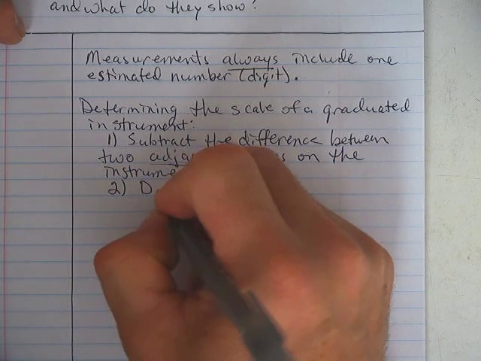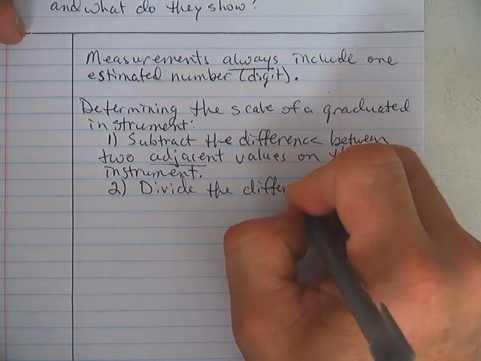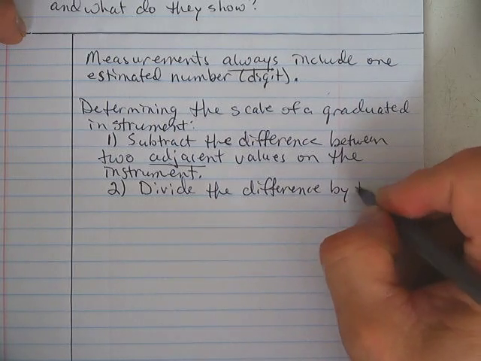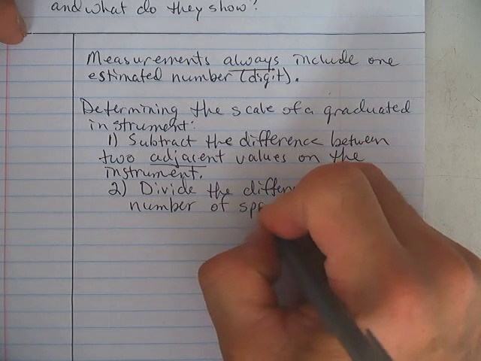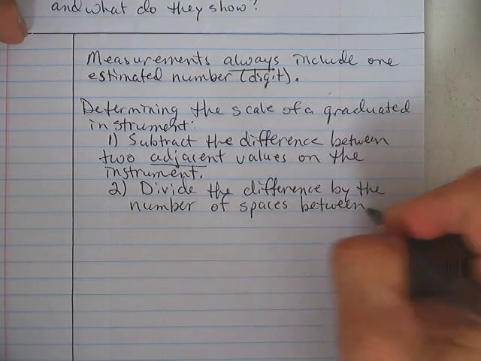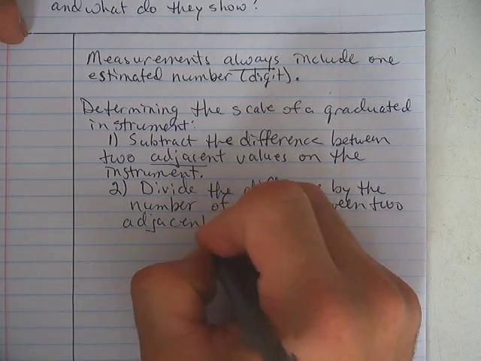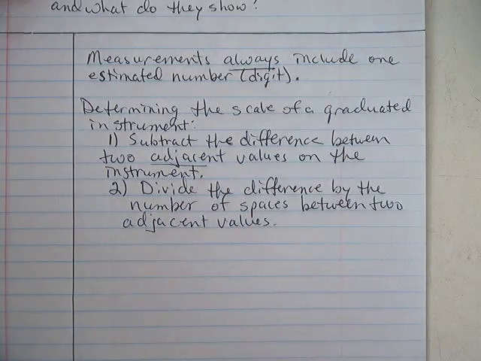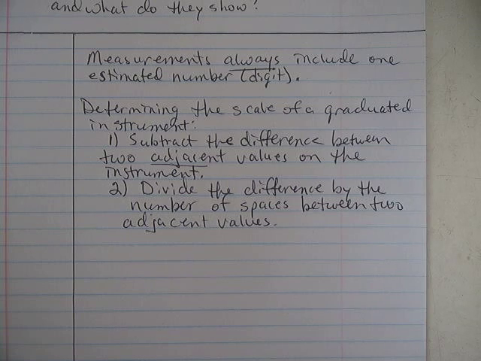And then you're going to divide the difference by the number of spaces between two adjacent values. And that's it. That's our two steps. So you find the difference between two adjacent values on this instrument, whatever it is, ruler, graduated cylinder, whatever the thing happens to be.